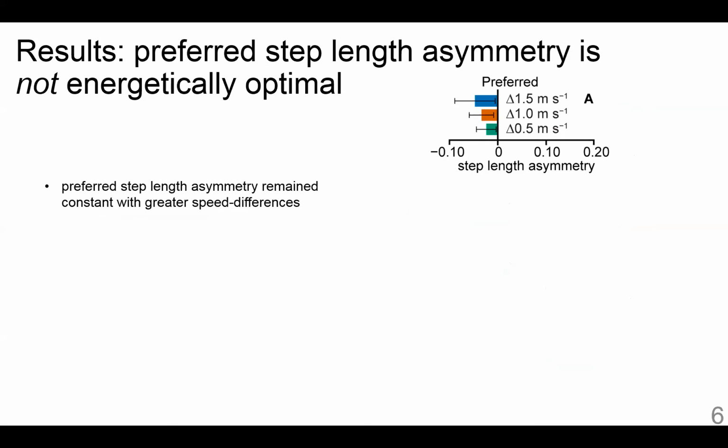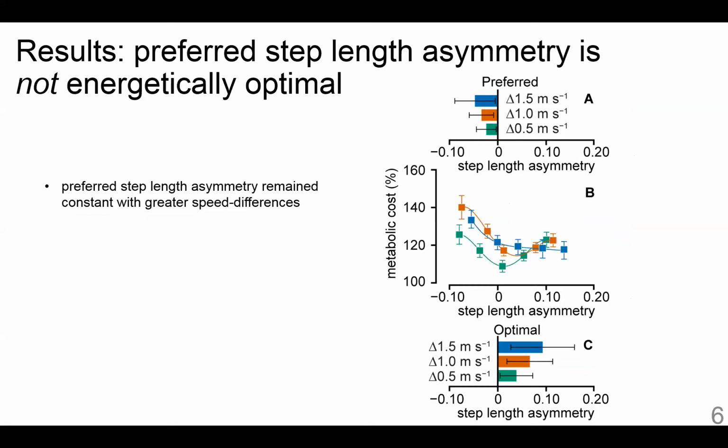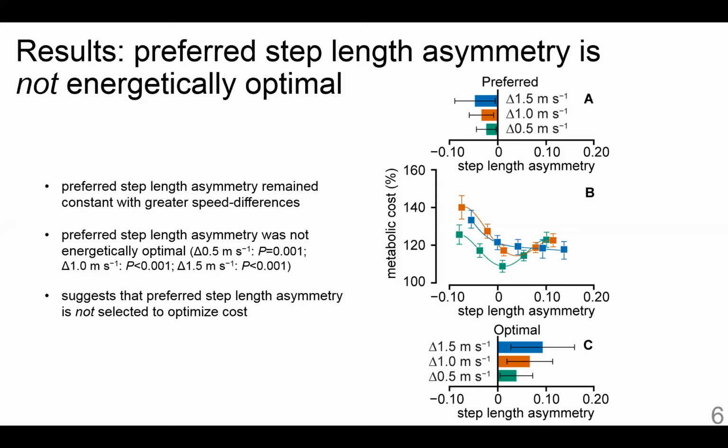When we look at the preferred values of step length asymmetry, we find that those were not different across speed conditions and that they were about symmetric. When we compared the preferred with the energetically optimal values, again derived off of the cost mapping trials shown in panel B, we find that the preferred and optimal values were statistically different, which suggests that the preferred values were not selected in order to optimize energy cost.